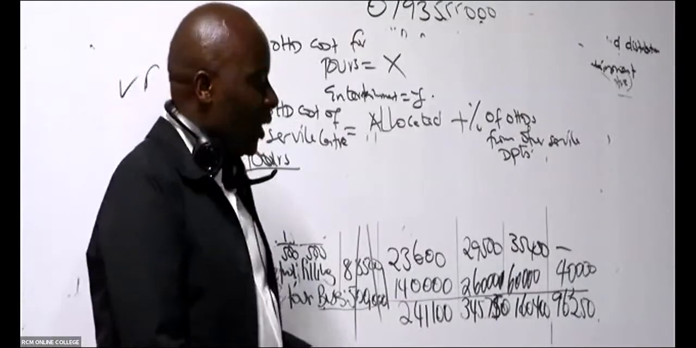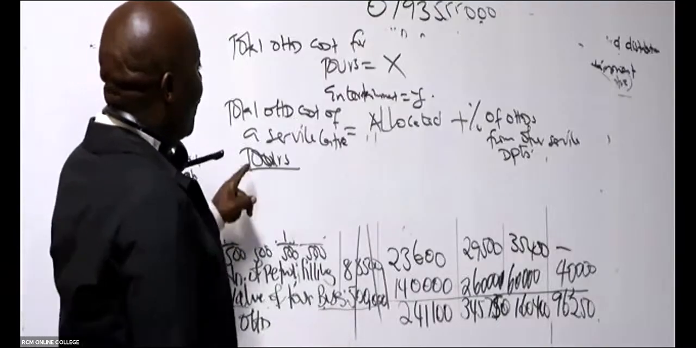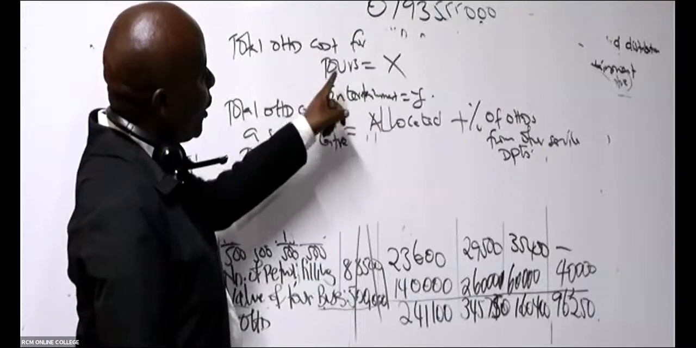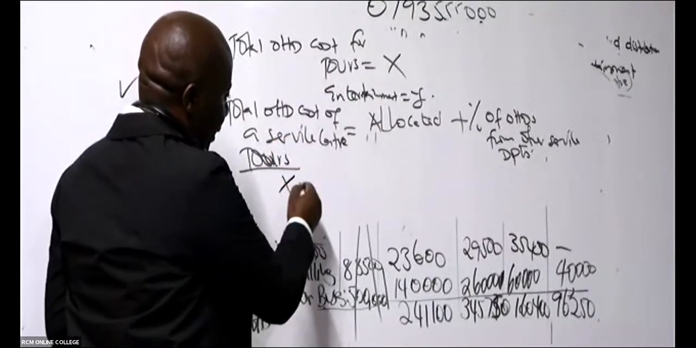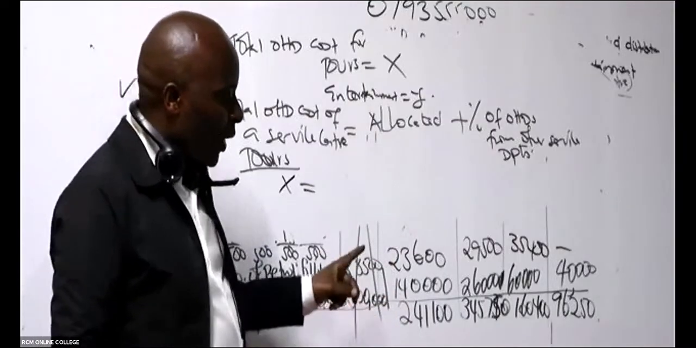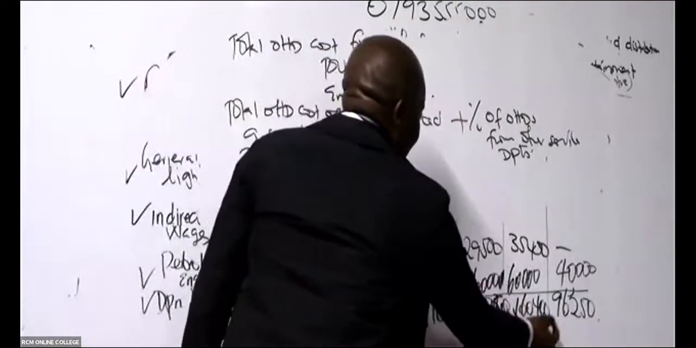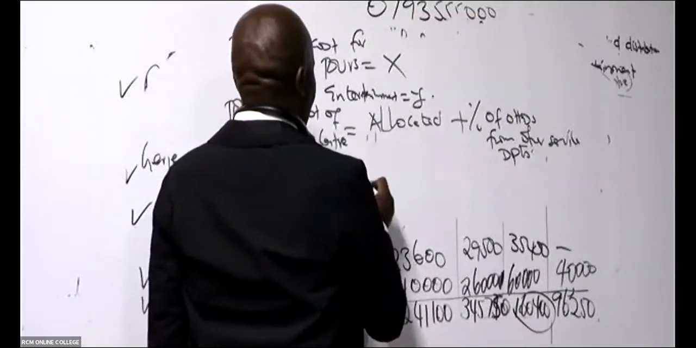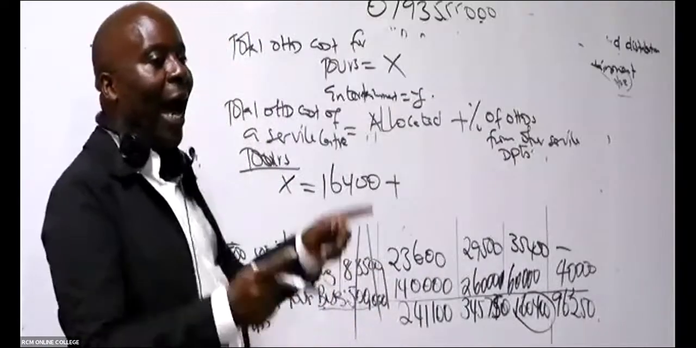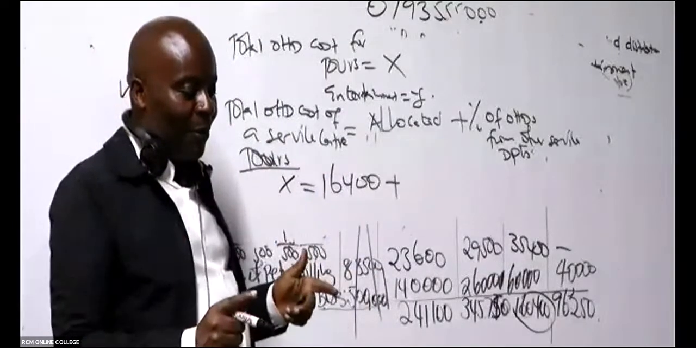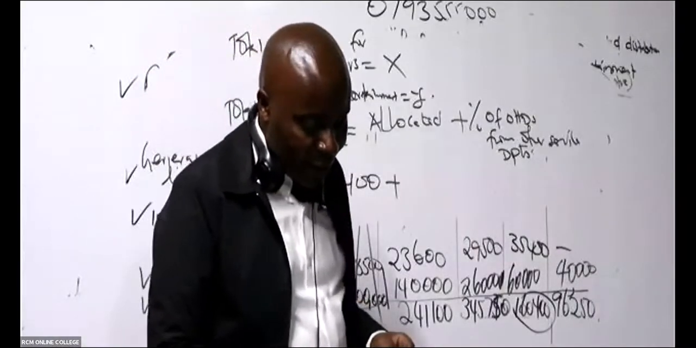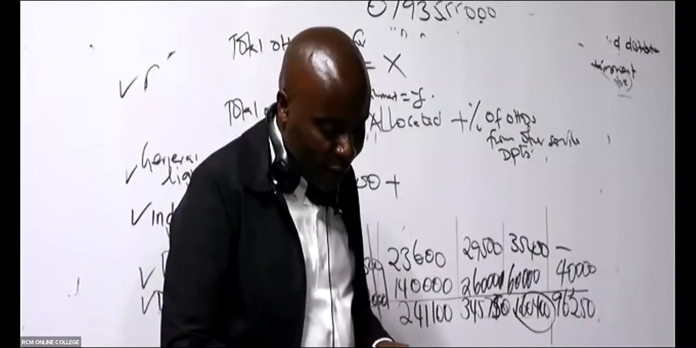So let's see. Tours: do we know the total overhead cost of the tours department? The total overhead cost of the tours department is X. How much has been allocated to it? 160,400 plus the percentage of overhead from the other service department. The other service department, remember, is entertainment. So how much is tours getting from entertainment?